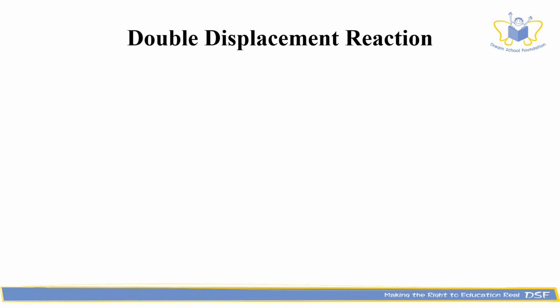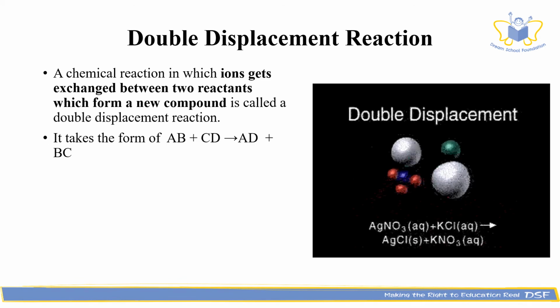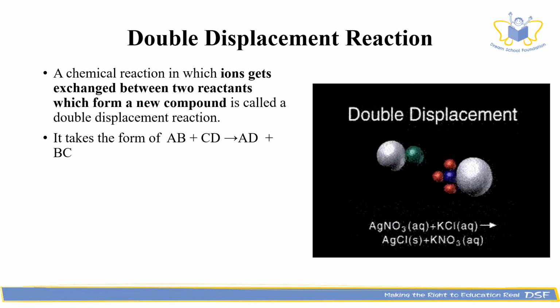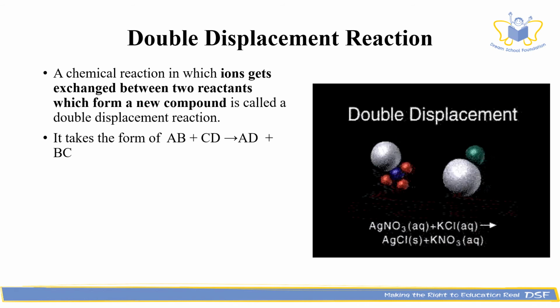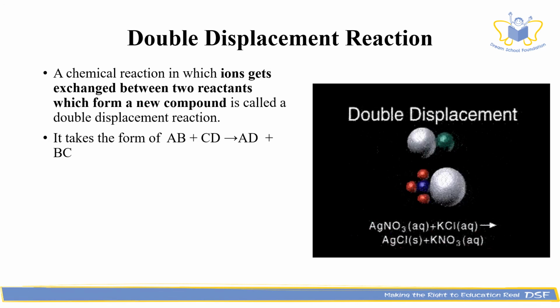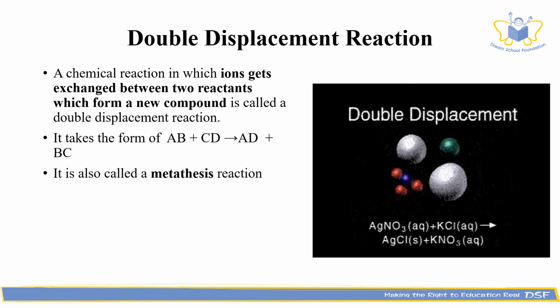What is double displacement reaction? A chemical reaction in which ions get exchanged between two reactants to form new compounds is called a double displacement reaction. It takes the form of AB plus CD gives AD plus BC. Here, the reactants are compounds of the form AB and CD. They interchange the ions and form the products AD and BC. It is also called a metathesis reaction.